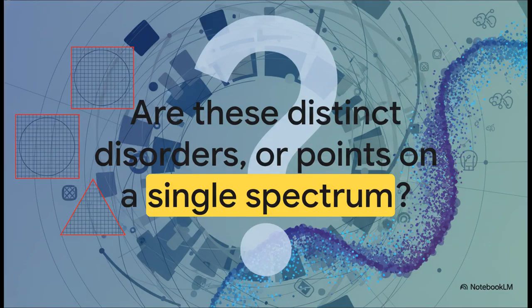So after all that, after drawing all of these neat lines and putting things in boxes, we're left with a really big, important question. Are these truly separate, distinct disorders? Or, in reality, are they just different points along a single, continuous spectrum of psychosis? That's the question that's still shaping so much of the research and clinical thinking in this field today.